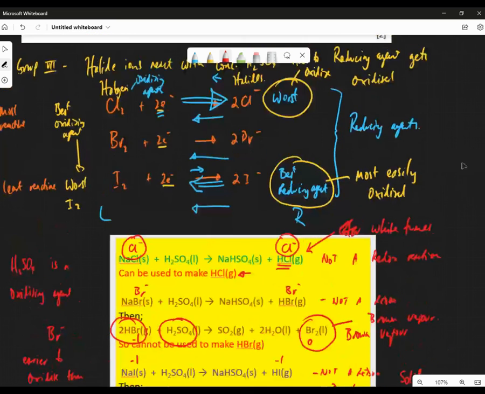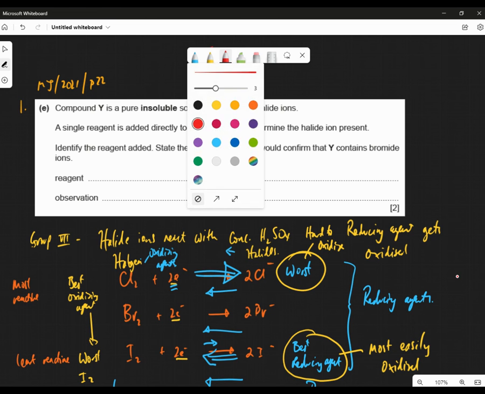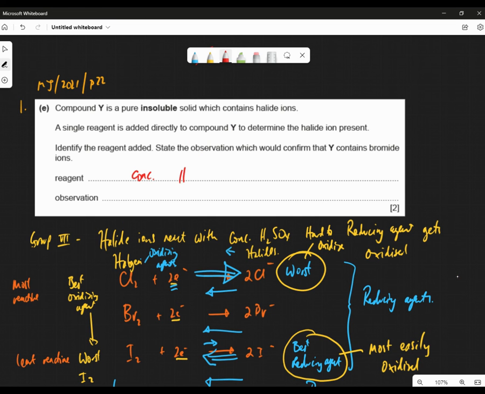But as I say, it's a good question, but there's a lot to unpack here. So let's have a look at this. Compound Y is a pure substance. A single reagent is added directly. So the reagent is going to be concentrated sulfuric acid, not normal sulfuric acid. It must be concentrated sulfuric acid, or H2SO4 liquid. Now it says what would happen with bromide. Well, you would get brown fumes. I hope that makes sense. If it doesn't, give me a shout and I'll update it.